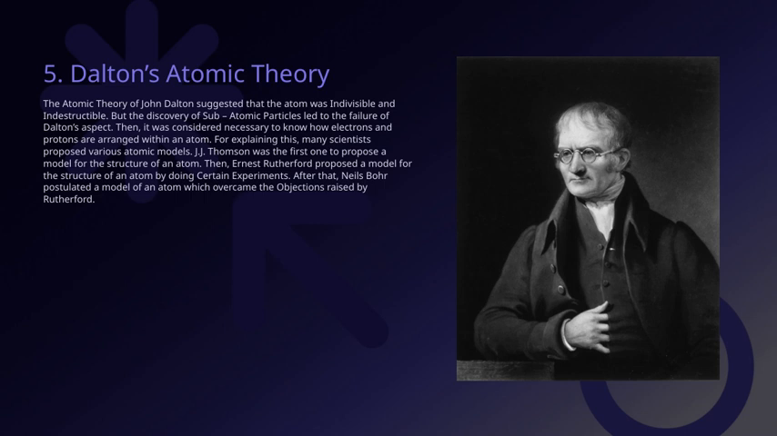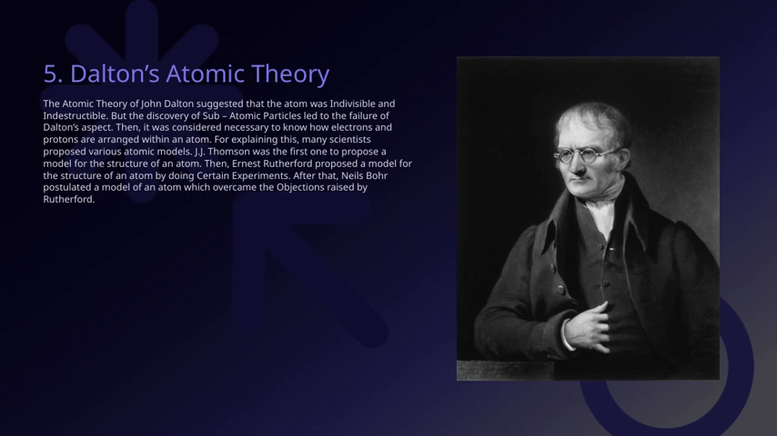The first notable one was by J.J. Thomson, who suggested the plum pudding model, where electrons were embedded within a positive sphere. Then, Ernest Rutherford conducted some crucial experiments, like the gold foil experiment, which led him to propose a new model with a small, dense nucleus at the center of the atom.